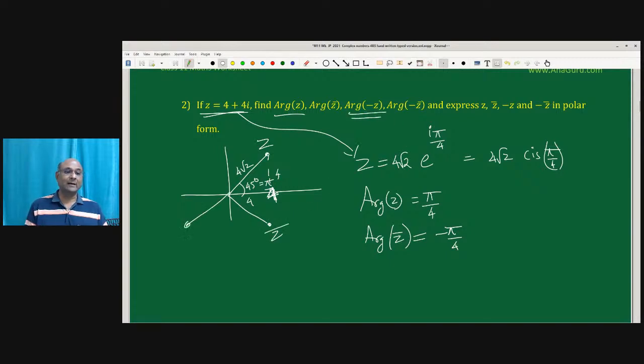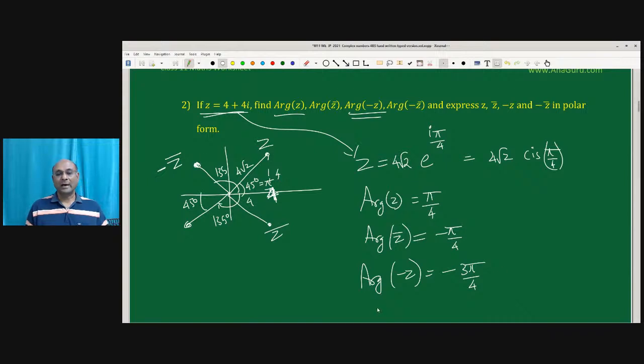What is argument of minus z? Well, minus z is there. So this is going to be 45 degrees. But this is the angle I want, 135 degrees. So that is 3 times 45, but in the minus direction. So argument of minus z is minus 3 pi by 4. And then argument of minus z conjugate, which is going to be there. Well, this is 135 this way.